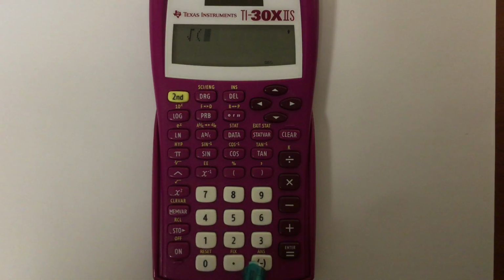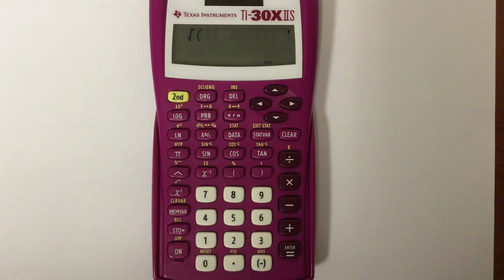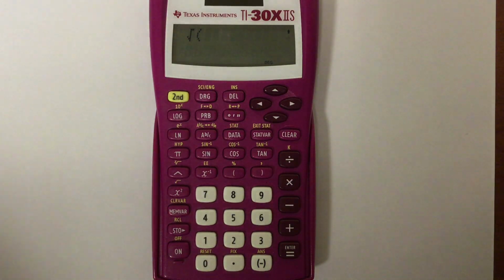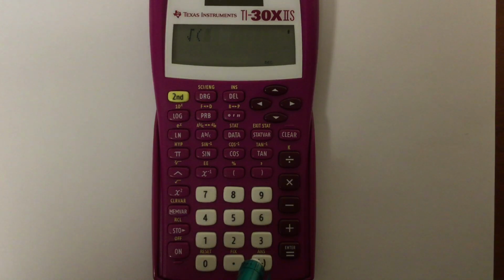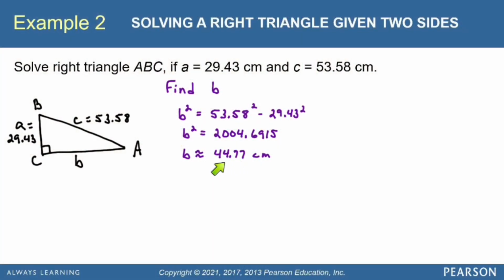So notice down here on the bottom row, the second function of the negative key is ANS, so that's the answer function. So we're going to use that whenever we want to recall the last number that the calculator came up with. So to use it, of course, it's a second function, so we go second and then hit that button, and so now your screen should say square root of the previous answer, and you hit equal, and there is our square root. So now I've taken that answer from the calculator and rounded it off to 2 decimal places because the two given sides had 2 decimal places.